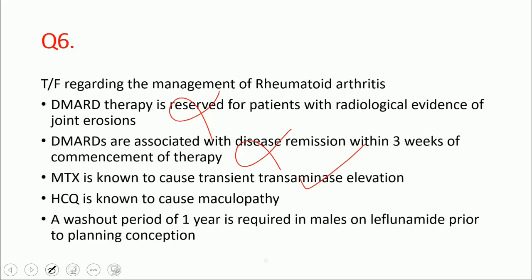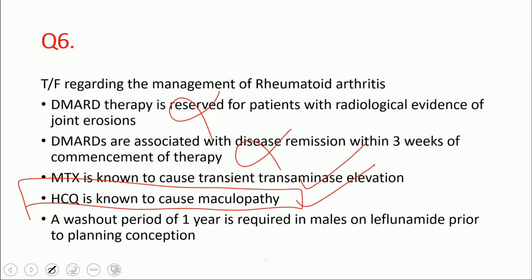Now, alternate drugs to methotrexate in the first line would be something like leflunomide or sulfasalazine. Even though I've given HCQ here as an MCQ statement, and that is true, HCQ is not very useful in rheumatoid arthritis. It doesn't work very well. We do give it, but it doesn't work very well as a DMARD in rheumatoid arthritis. Remember that.